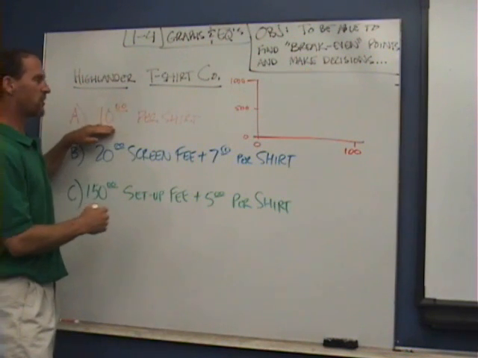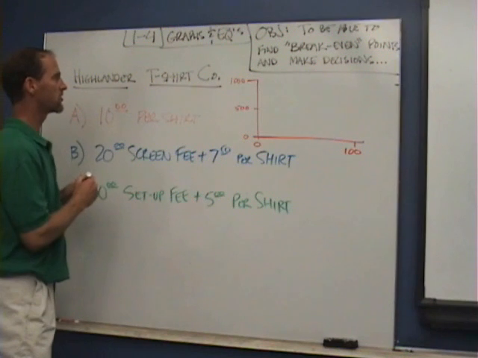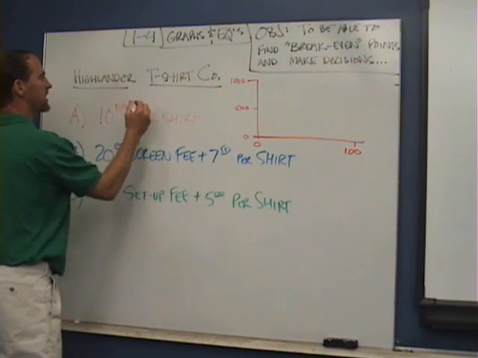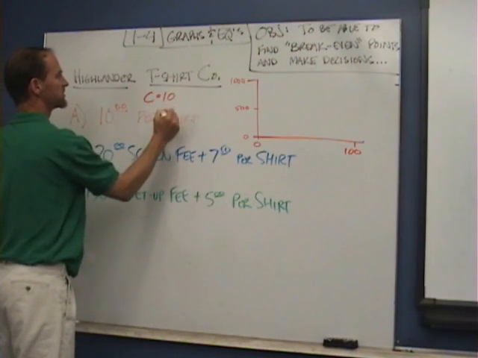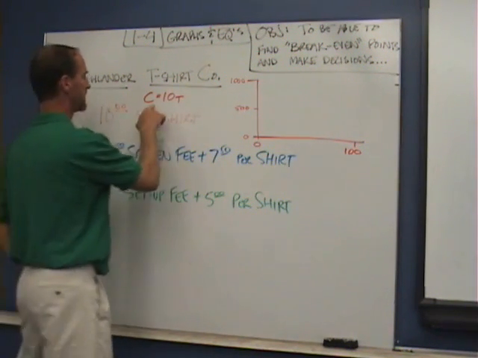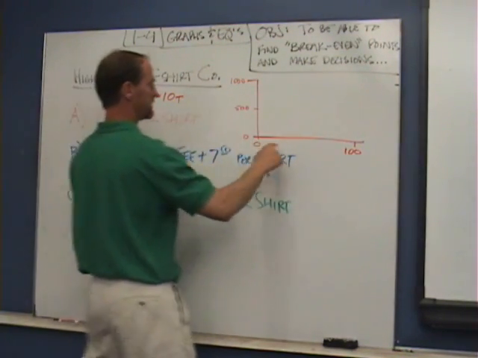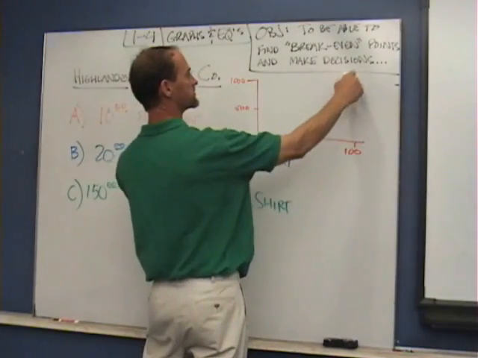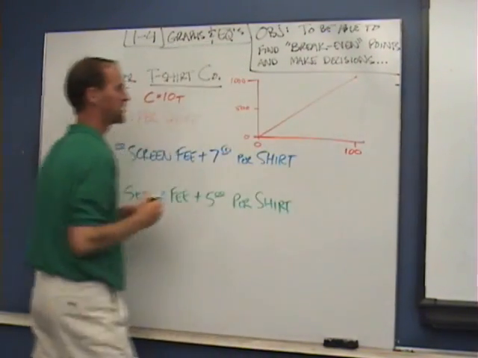Well, graphing this one is pretty simple because it's just $10 for every shirt. So an equation that would represent this would be that the cost C for these shirts would be simply $10 for every t-shirt, and I'll use a T for that. That would mean that our intercept is at 0 and our slope is 10. If I go out to 100 shirts, it'll cost me $1,000. So I've got a line that will go like that for that plan.